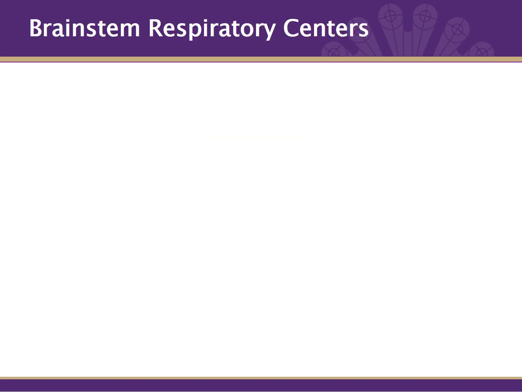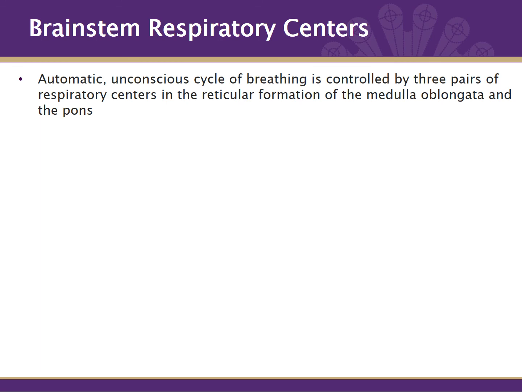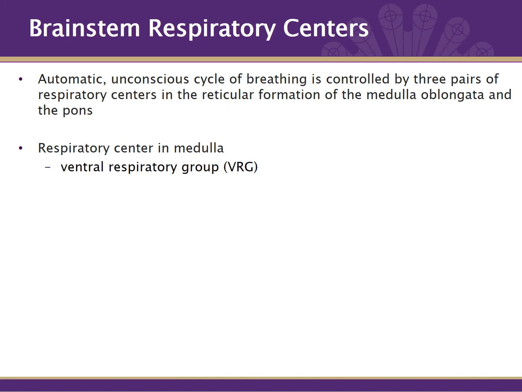The automatic unconscious cycle of breathing is controlled by three pairs of respiratory centers in the reticular formation of the medulla oblongata and the pons. The medullary rhythmicity area is found in the medulla and has two groups.